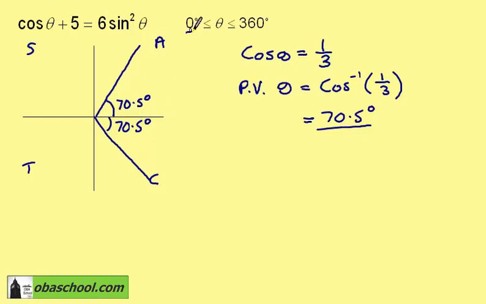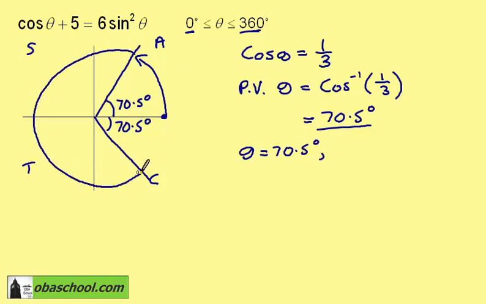And we're looking for values from 0 to 360. So start with 0. We meet our first solution at 70.5. The second solution is 70.5 before 360, which is 289.5 degrees, and we meet no more solutions on our way to 360.